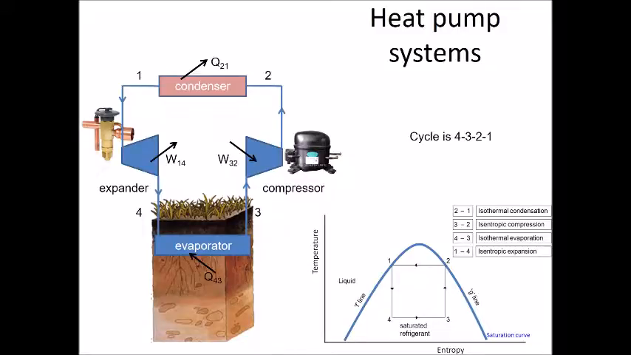So W14 is an expander, and in a realistic sense, it's just going to be a throttle valve, just as before. But for thermodynamics, we're going to imagine there was work in the expander. It doesn't really matter. It will come out as 0 in a practical example. It's just going to be a throttle valve, the expander. But now comes the interesting bit.